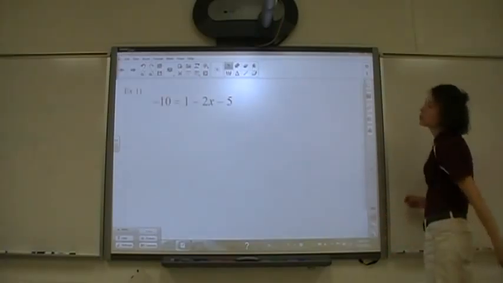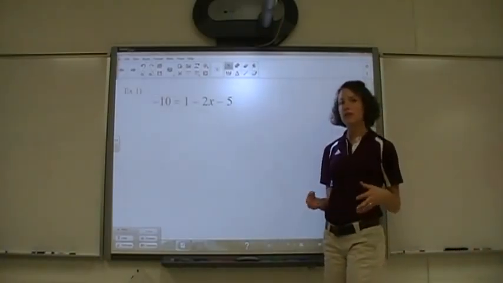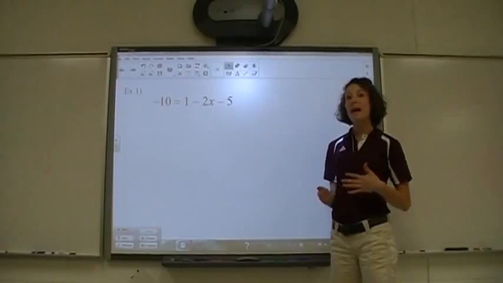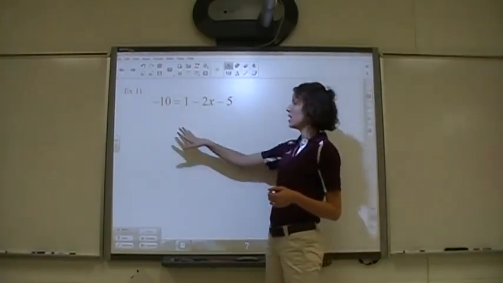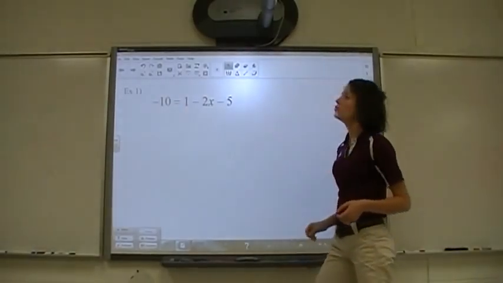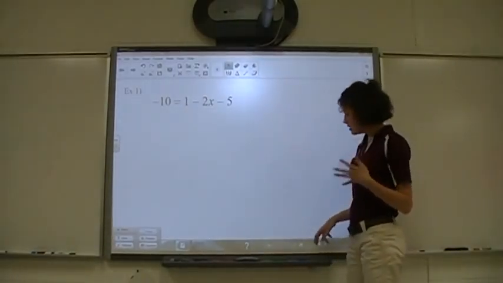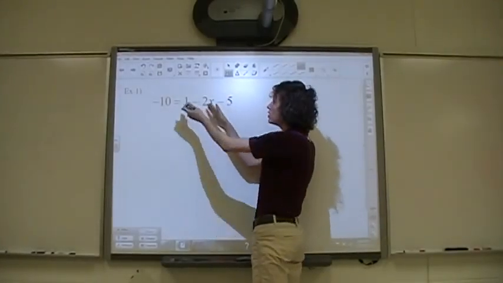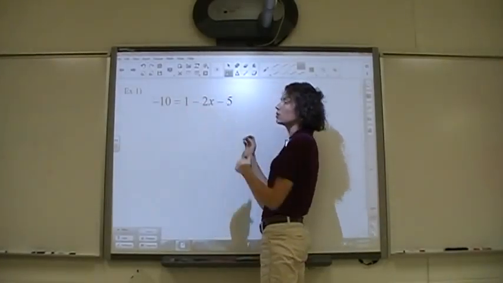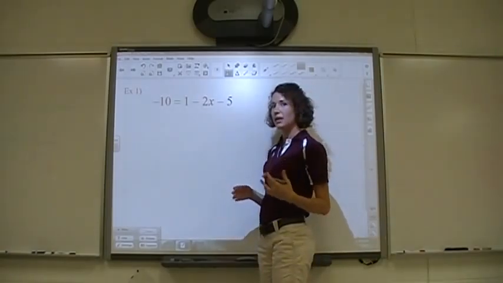Now, something that is going to make this a multi-step equation rather than just a two-step is you need to combine like terms first. So, example number 1, we've got negative 10 equals 1 minus 2x minus 5. Now, if you notice on this right-hand side, you have more than just two terms here. We've got 3 terms, so we need to go through and combine like terms first.